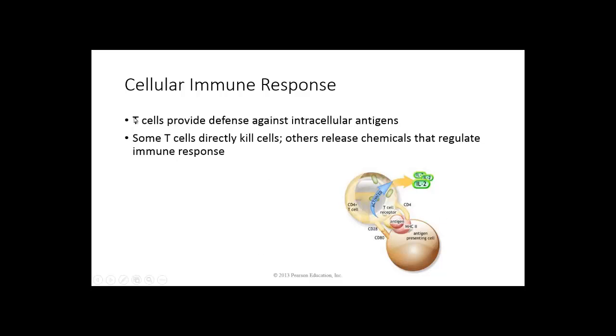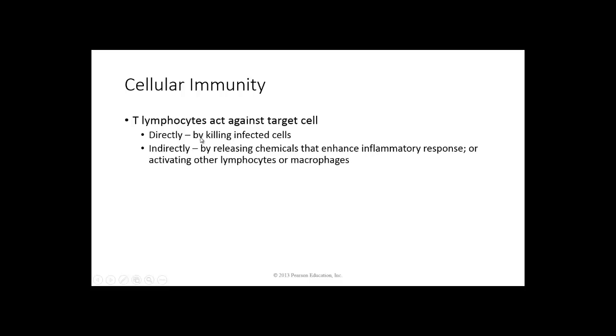So again, T cells are good for antigens that are found inside cells, because then the antigen presenting cell can present that antigen, and then the T cell can recognize it and release chemicals and mount a full immune response. So some T cells will directly kill the cell, those are cytotoxic T cells, and other cells will release chemicals called interleukins that will help to destroy and mount the immune response. So T cells can directly kill a cell, and they can release chemicals, like we said, to promote the immune response.